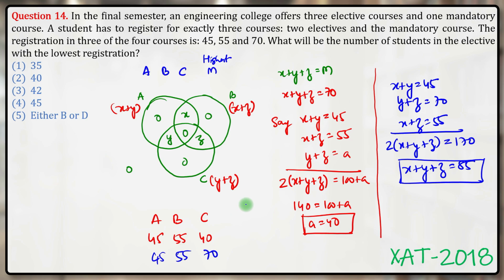Now, what does the question ask us to find? What will be the number of students in the elective with the lowest registration? If it is the first case, this will be 40. If it's the second case, it will be 45. So the answer could be either 40 or 45. The correct answer should be answer option 5. Thank you very much.